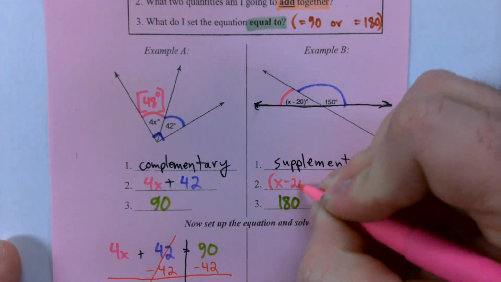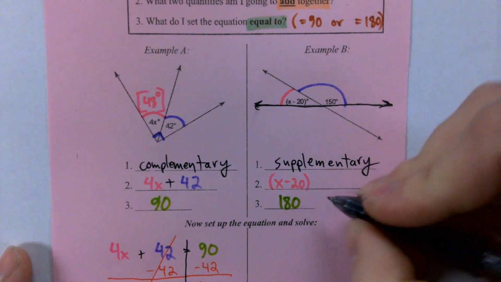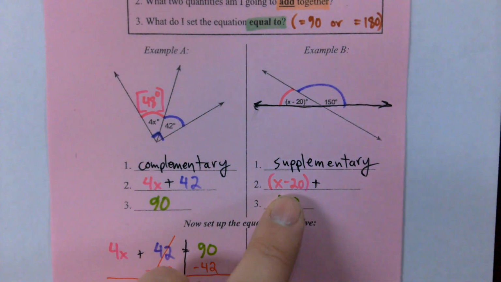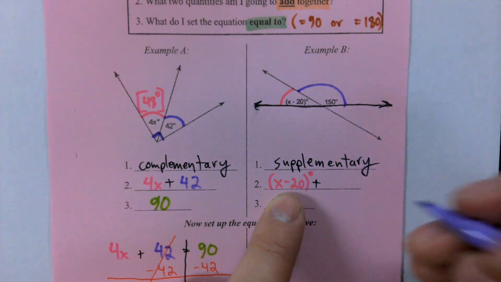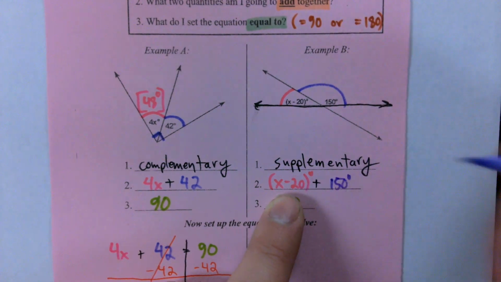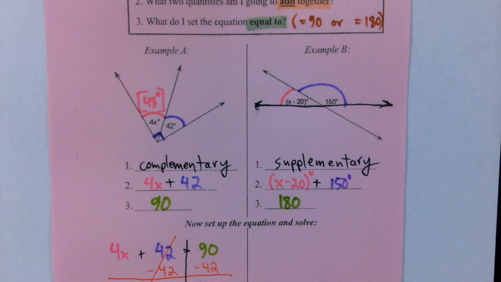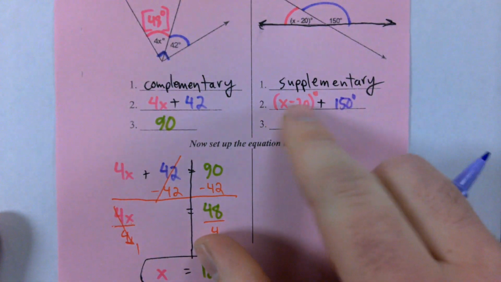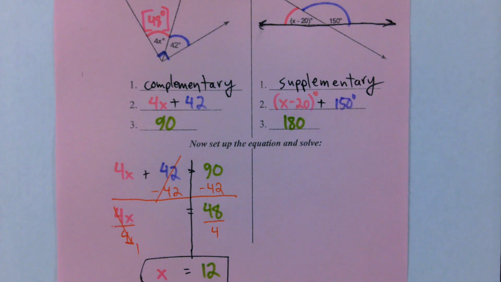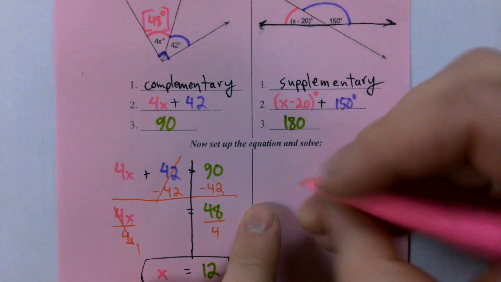Parentheses x minus 20 and? Degrees, yep. And what are we going to add to that? 150, exactly. 150 degrees. Now this one's a little bit different, right? Because we have more than one term in our first angle. We've got x minus 20. But we're going to solve this in the same exact way. Let's go ahead and set it up.